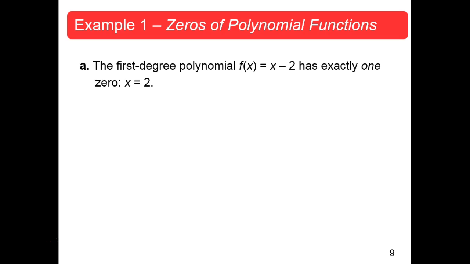So, here's an example. What's the degree of that polynomial? 1. Maximum exponent is 1. How many zeros does it have? 1, because that's its degree. And do you happen to know what zero it has? Set that equal to 0. x minus 2 is equal to 0. Add 2 to both sides. x equals 2. It has exactly one factor, because the degree is 1. x equals 2. Boy, that was a hard one, wasn't it? Especially since they did it for you.